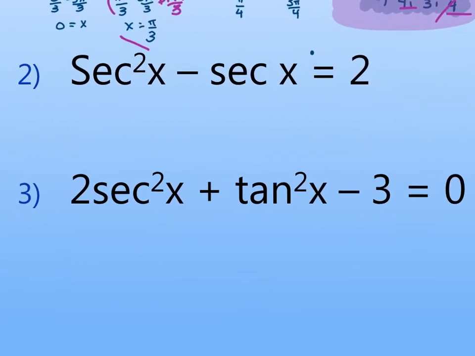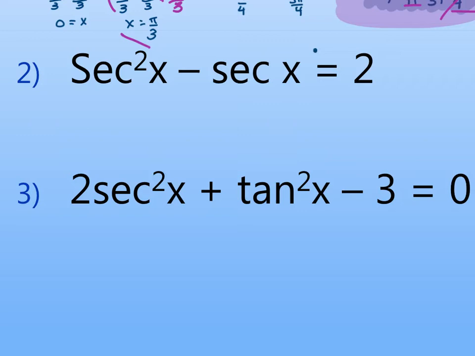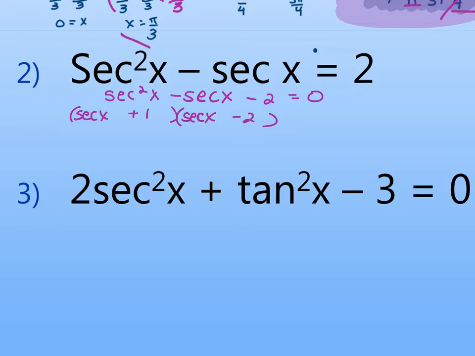All right, number 2 says secant squared minus secant equals 2. So for this one, the first thing I'm going to do is get everything to the same side because I know I'm going to have to factor this. I'd get secant of x minus 2 and positive 1. Set them each equal to 0.